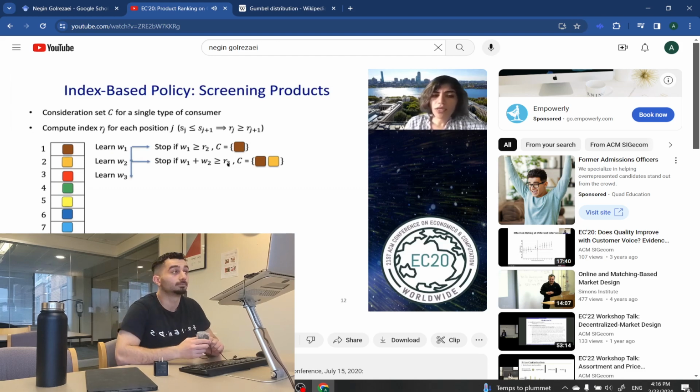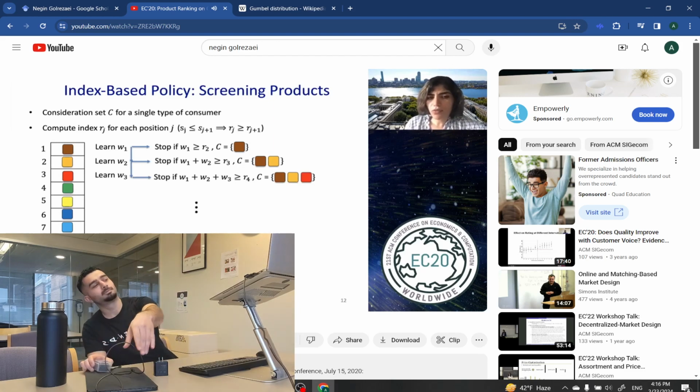If she does not stop, she's going to go to the third position, because the third position has the third highest index for the consumer, and then she's going to stop if the sum of W1, W2 and W3 is greater than R4, and this process will continue.